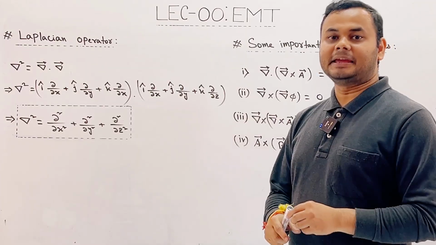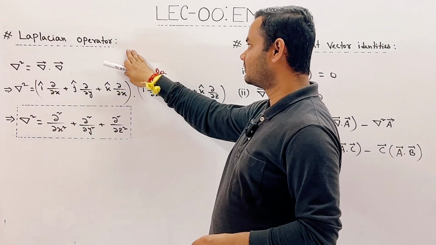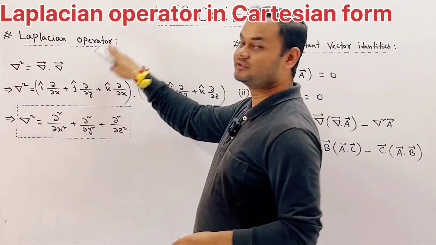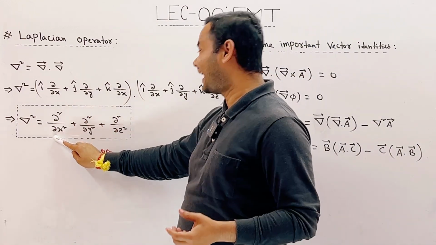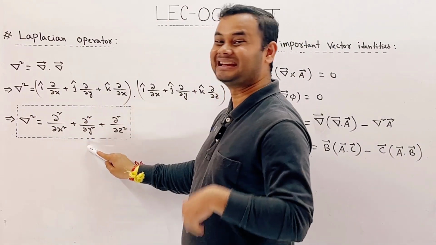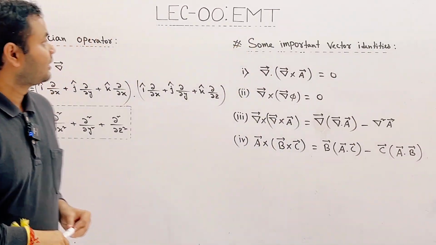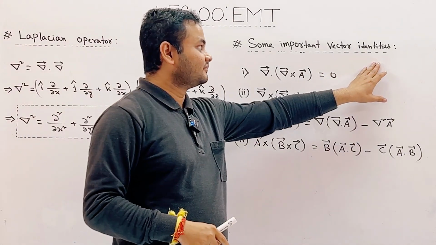The next important concept that you need to know is Laplacian operator. Students, in Cartesian form, this Laplacian operator is defined as del square by del x square plus del square by del y square plus del square by del z square. Next, some important vector identities.